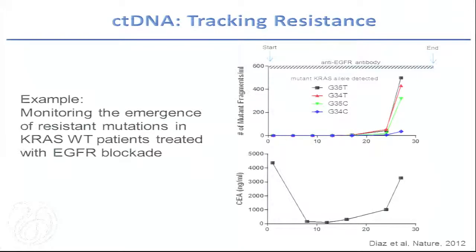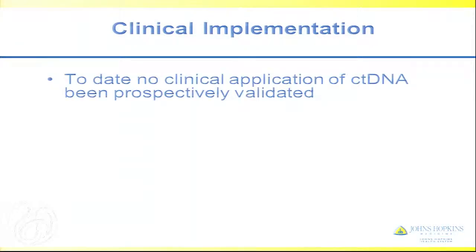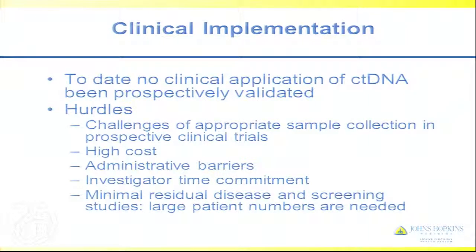Furthermore, because this is a dynamic marker and we have samples over time, we can look at multiple mutations. We can trace and detect the emergence of mutations that may or may not in the future guide changes in therapy. The clinical implementation of circulating tumor DNA is a little bit challenging, as is every other molecular test. To date, there have not been any clinical trials that prospectively validated circulating tumor DNA as a cancer marker. We have a couple of hurdles.